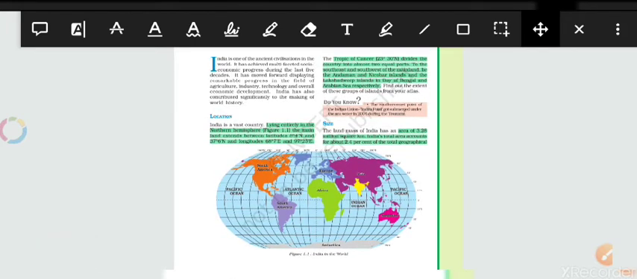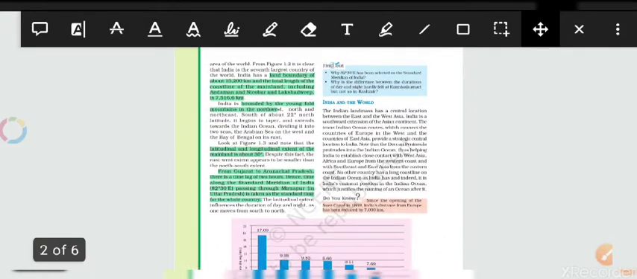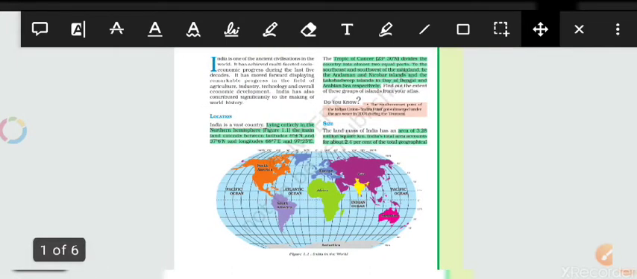With an area of 3.28 million square kilometers, India's total area accounts for about 2.4% of the total geographical area of the world. So what is the percentage of India's mainland from the perspective of the world's geography, and all other nations' area? It is approximately 2.4%.